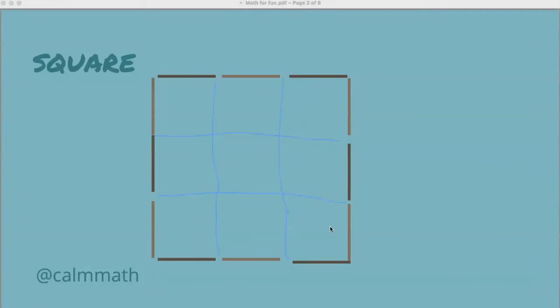So for a square, the area is the length times the width. So 3 times 3 is 9, or you could count up the squares, which is also 9. So with 12 sticks, you can get an area of 9 square inches. What other shapes could you make with these 12 sticks?